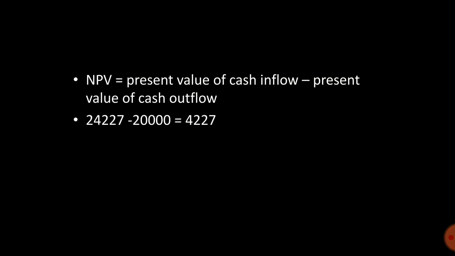NPV is equal to present value of cash inflow minus present value of cash outflow. We already calculated present value of cash inflow, and that is 24,227. Then present value of cash outflow. Cash outflow is the cost of the project, that is the initial investment. Here it is 20,000, which was given in your question, and the difference is NPV, net present value. So 24,227 minus 20,000, and 4,227 is the net present value, NPV of project X.